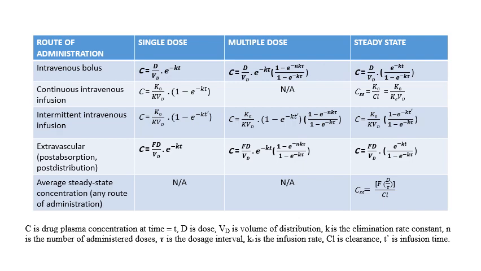These are a list of equations that are normally used following single dose, multiple dose, or steady state following different routes of administration. Here we have intravenous bolus, continuous intravenous infusion, intermittent intravenous infusion, extravascular route, and average steady state concentrations for any route of administration.